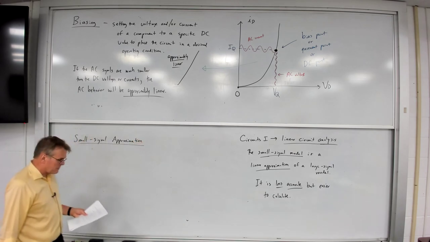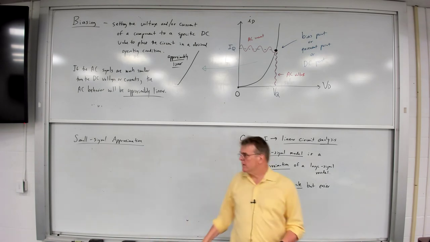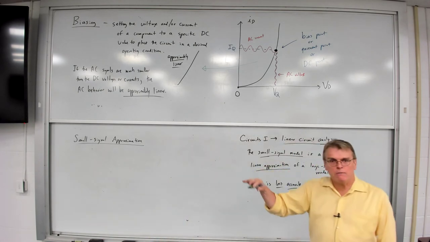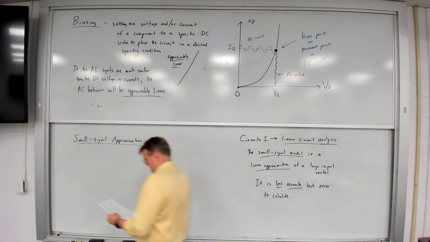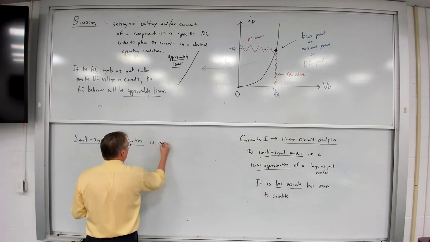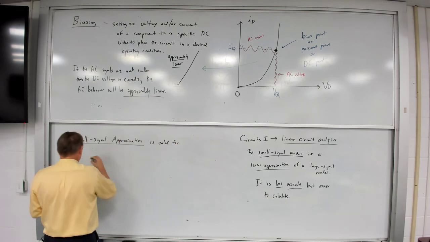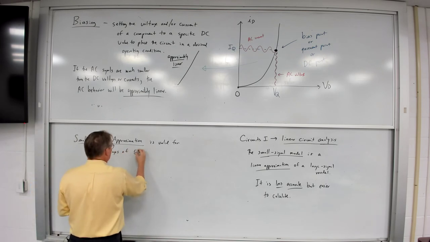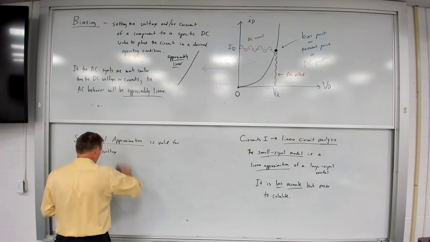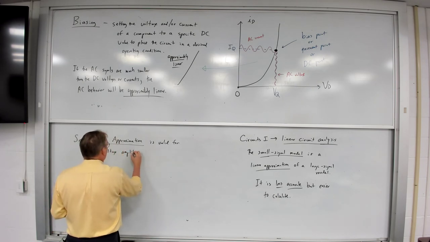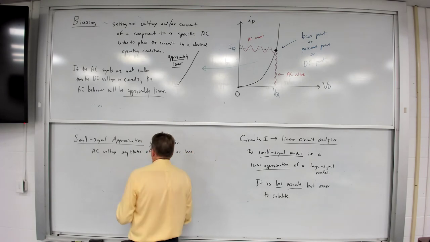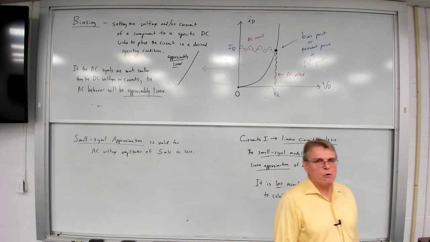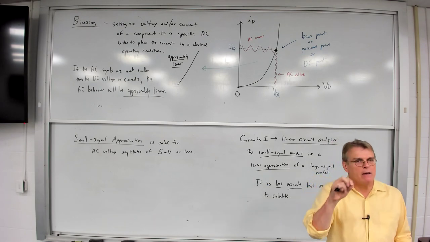And according to the small signal approximation, this is kind of a rule of thumb. Typically the small signal approximation says, as long as your AC voltages have amplitudes of 5 millivolts or less, you can pretty much treat this circuit as if it's linear. So we're assuming a linear behavior, a linear approximation, as long as the AC value is small, okay?